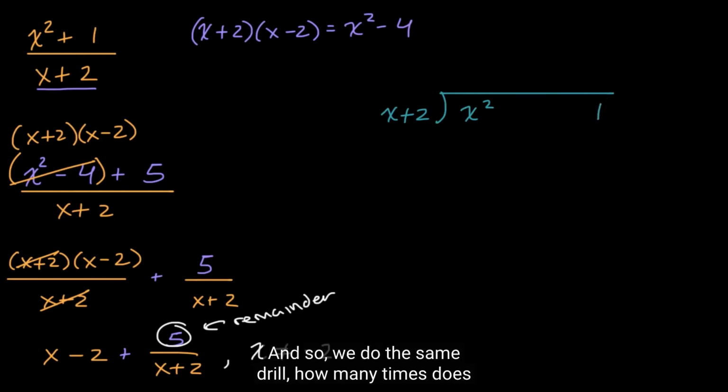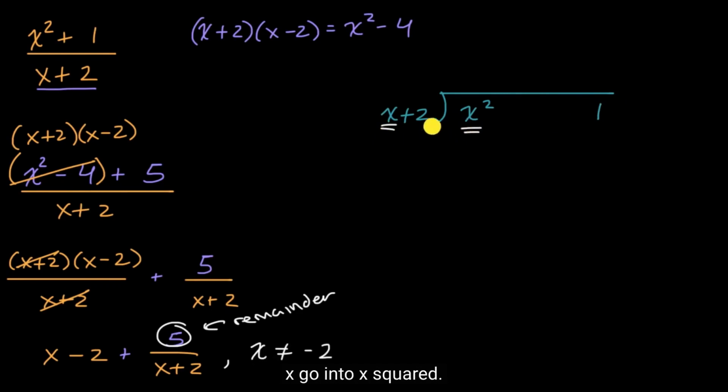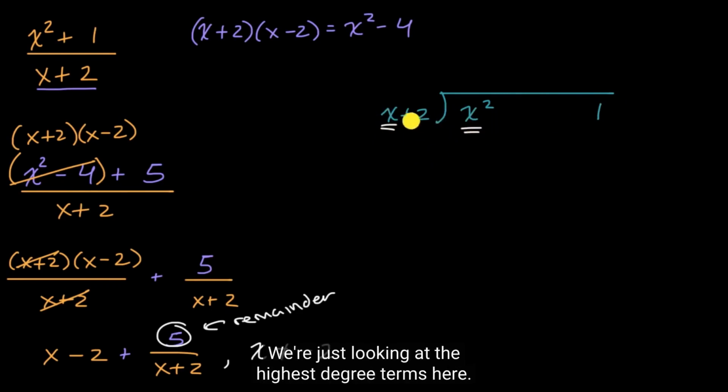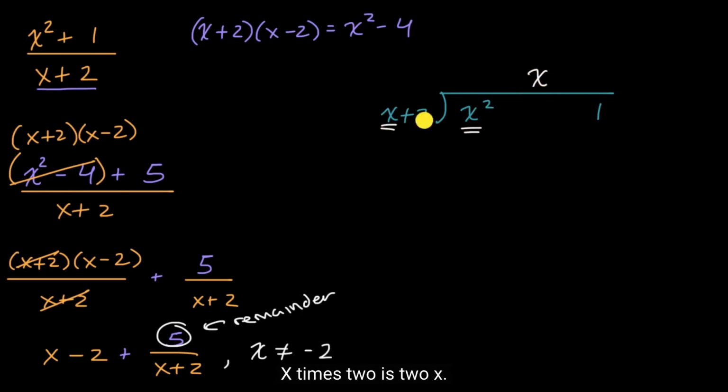And so we do the same drill. How many times does x go into x squared? We just look at the highest degree terms here. x goes into x squared x times. That's first degree, so I put it in the first degree column. x times 2 is 2x. x times x is x squared.